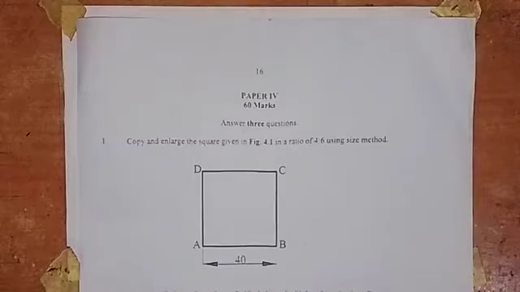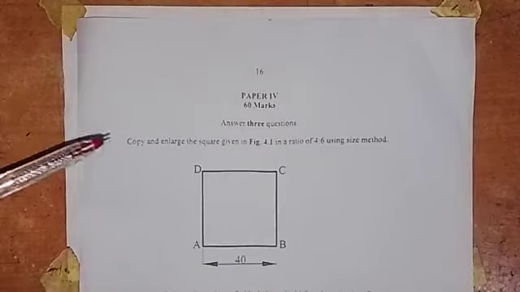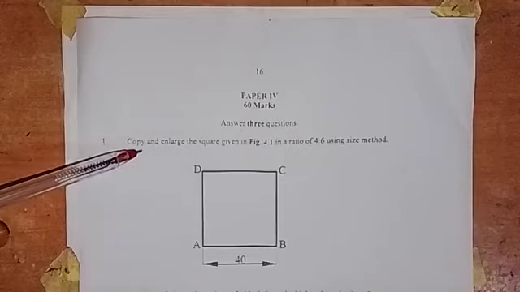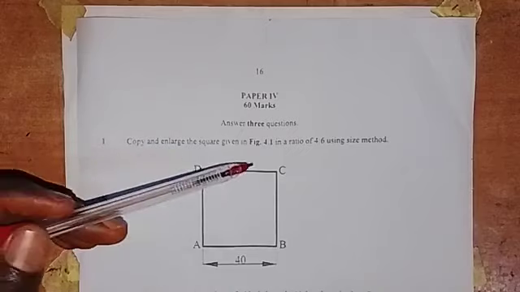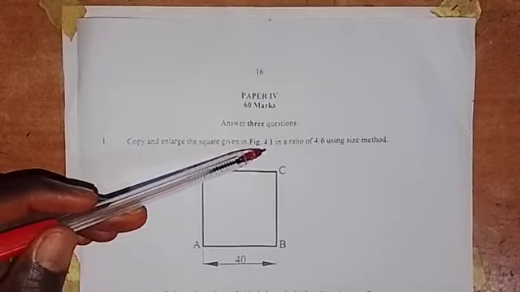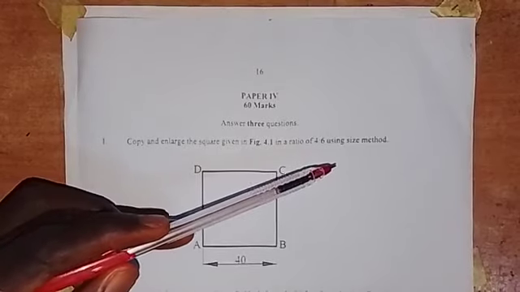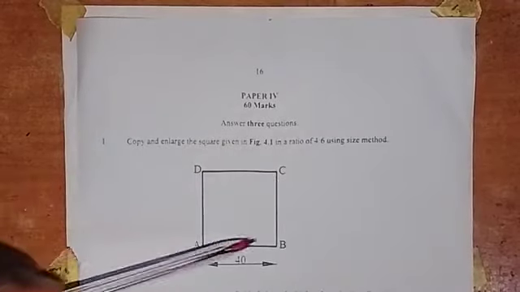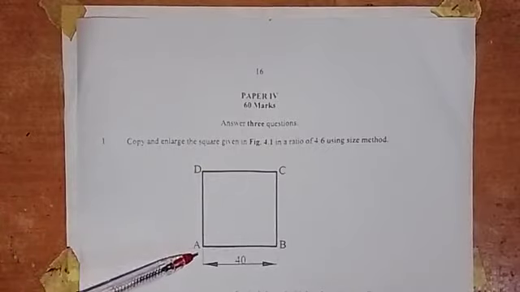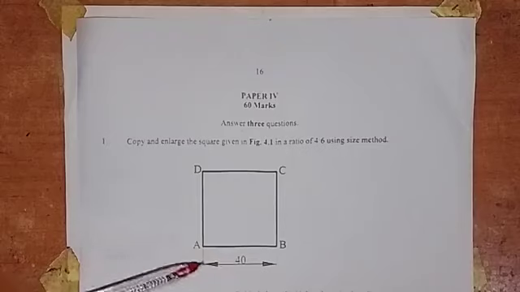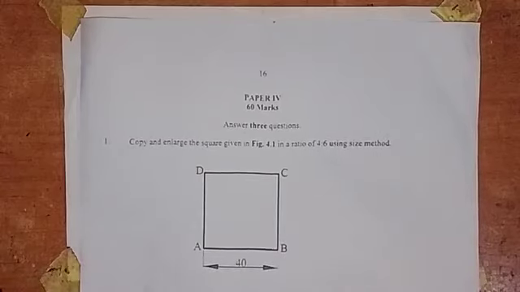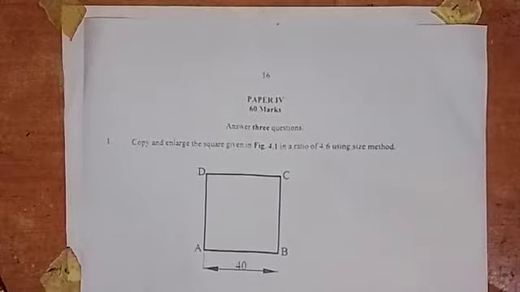Let's look at the year 2026 NECO past question, paper 4, as we have question 1 here that says copy and enlarge the square given in figure 4.1 in a ratio of 4:6 using size method. So here is a square ABCD of length 40 millimeters. So let's see how the construction of the enlargement of this figure can be done.